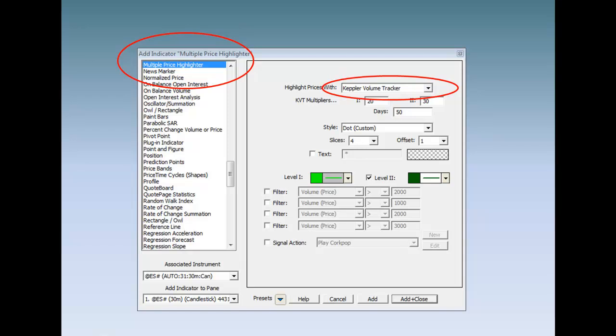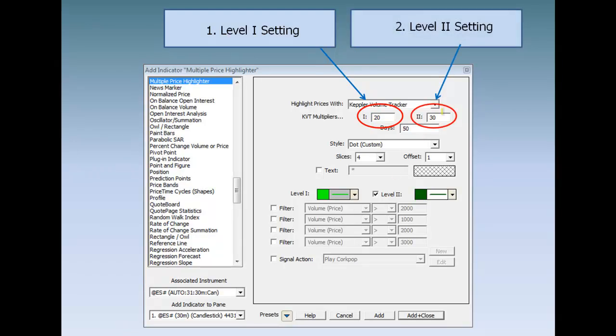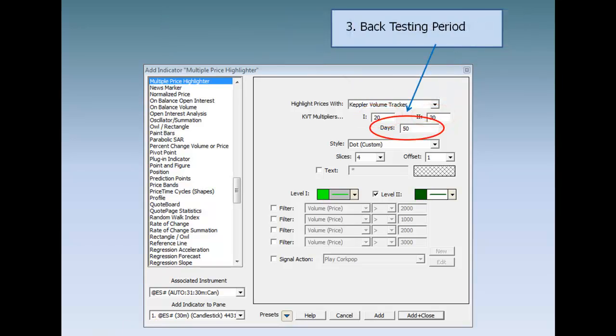Once you've selected the Kepler volume tracker, you always need to complete all the different settings. The level 1 setting, in this case 20, and our level 2 setting, which is 30. Once again, dots, custom dots, for 2 different colors. I always like to use 2 different shades of the same color. In this case, I am using the light green for level 1 and the dark green for level 2. The back testing period, the look back period I mentioned to you earlier, is completely flexible.